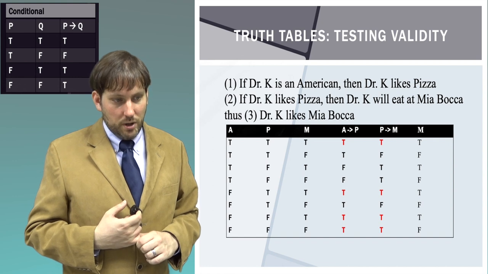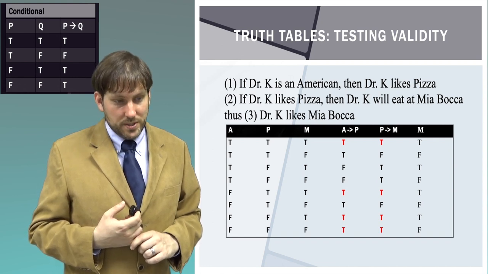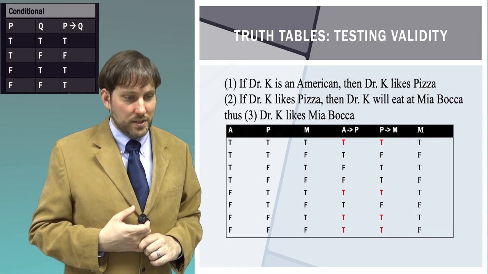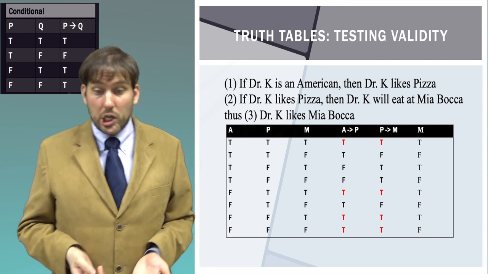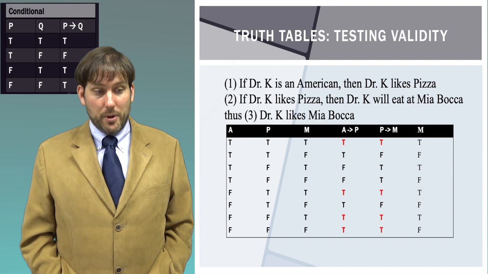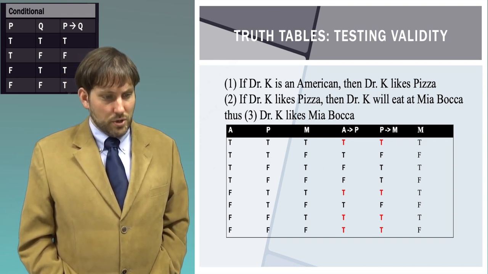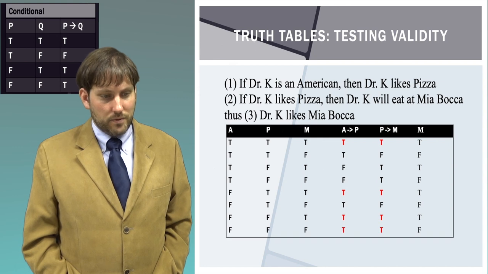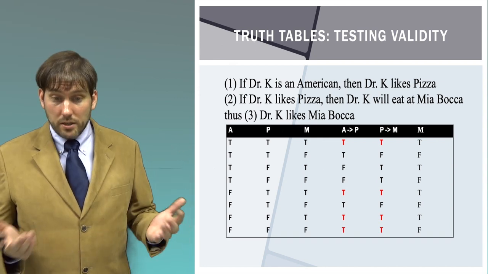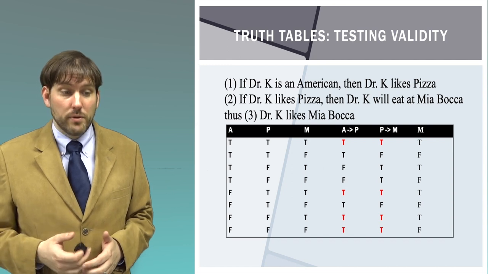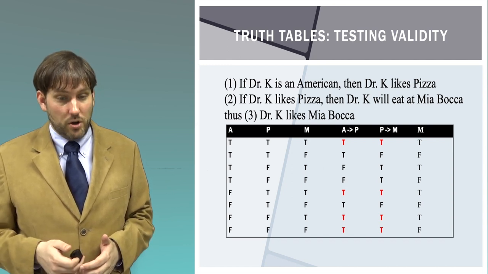Then we're going to look at when P implies M. So this is going to be similar to a previous one, so TFTT, TFTT. Then we're going to look at the conclusion that I have stated for this argument. So we just copy that one over. So that's just going to be TF, TF, TF, TF. So now we can look at these conclusions and we can see, are there any places where all the premises are true but the conclusion is false?